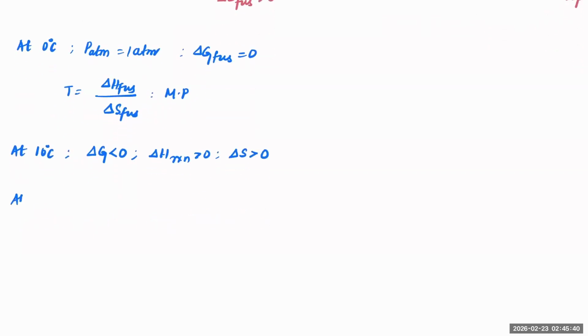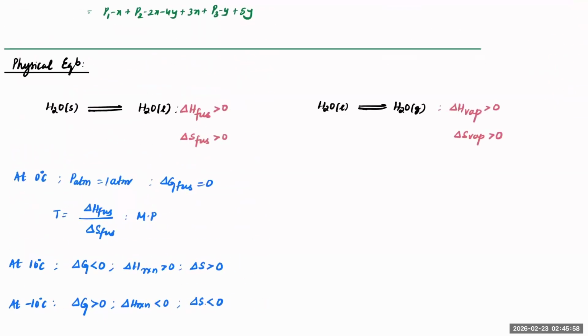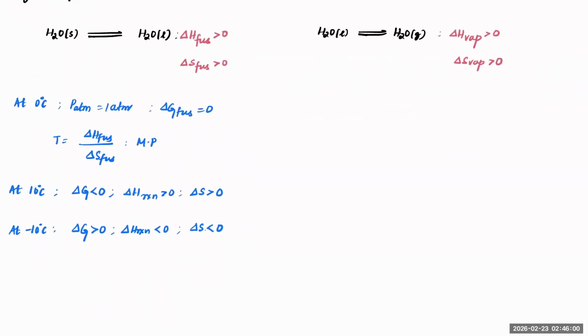But what if you're operating at minus 10 degrees Celsius? In that case, delta G value will be greater than 0 because now it will be mostly in the backward direction. Delta H of the phase change will be less than 0. Delta S of the phase change will also be less than 0. Correct? This is what you need to understand at different temperature cases.